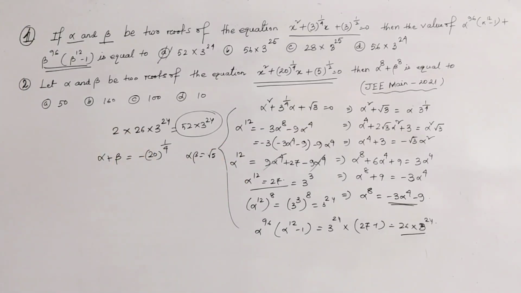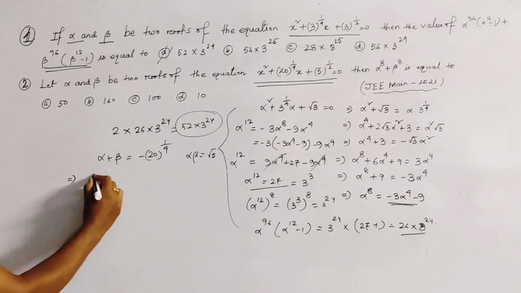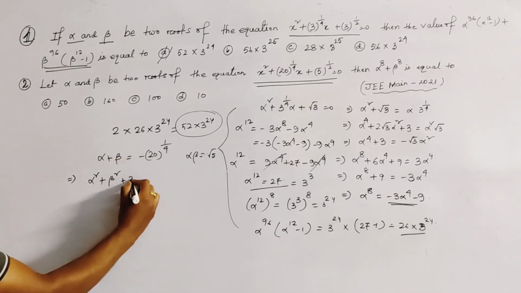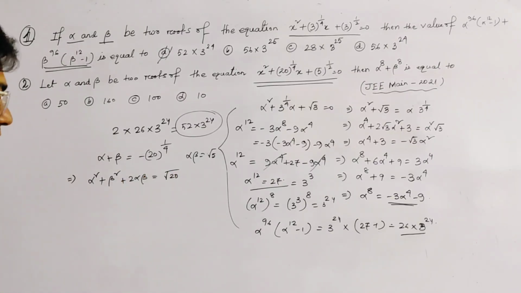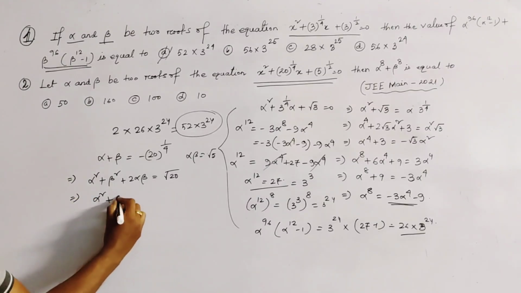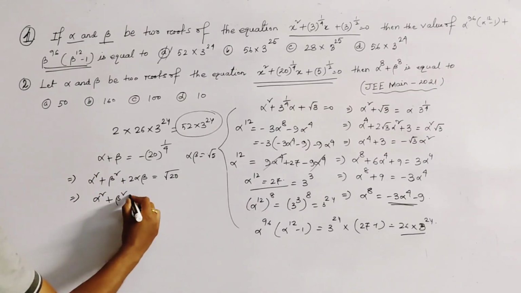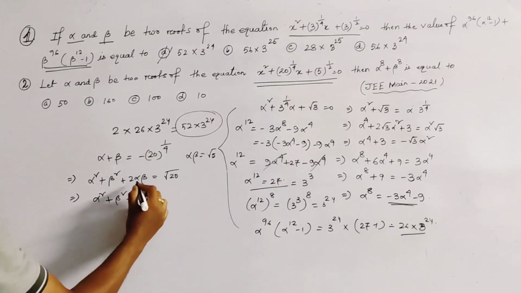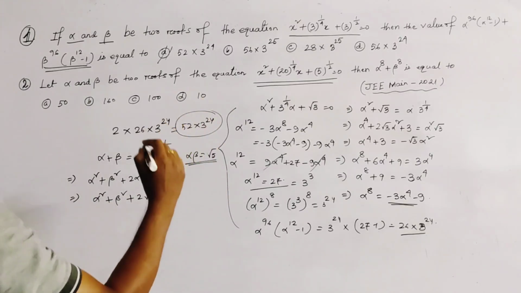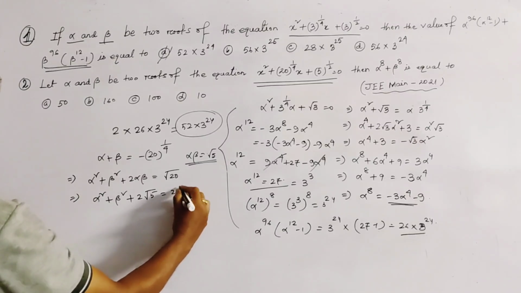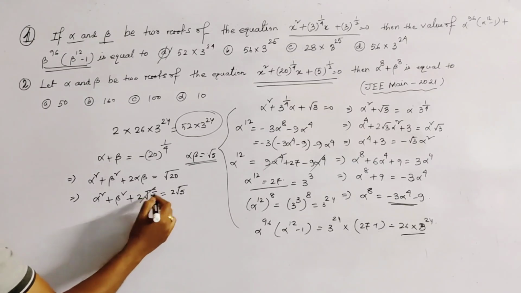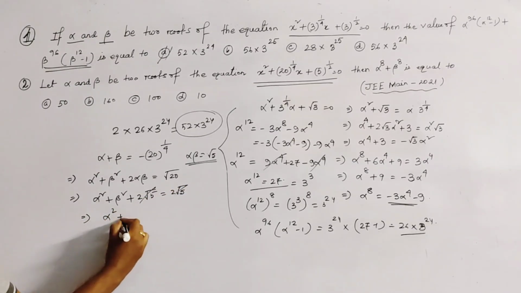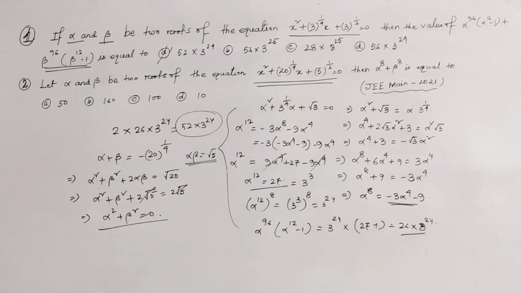We get these two relations. Now we square both sides. Squaring, we get alpha square plus beta square plus 2 alpha beta equals root 20. From here, alpha square plus beta square equals minus 2 into root 5, because alpha beta equals root 5, which we have already got, and root 20 is 2 root 5. So 2 root 5 and 2 root 5 cancel out, and alpha square plus beta square equals 0.